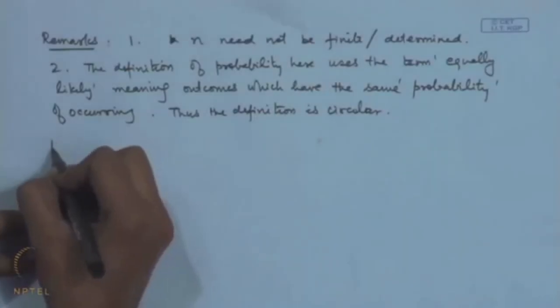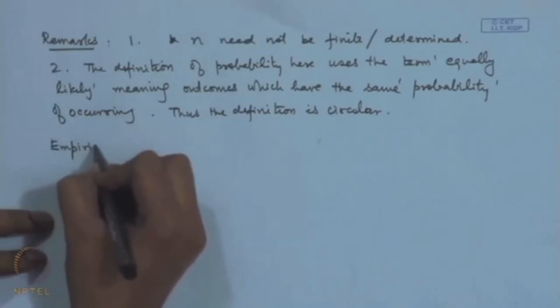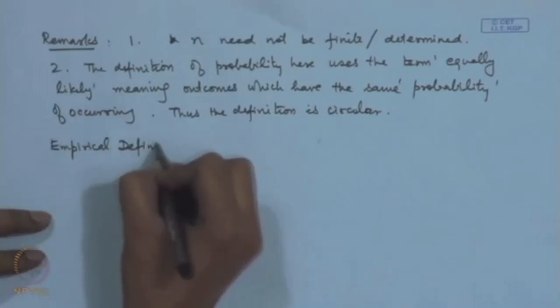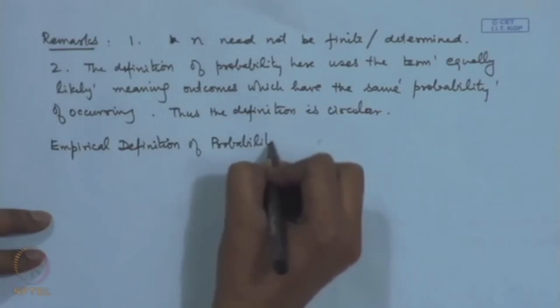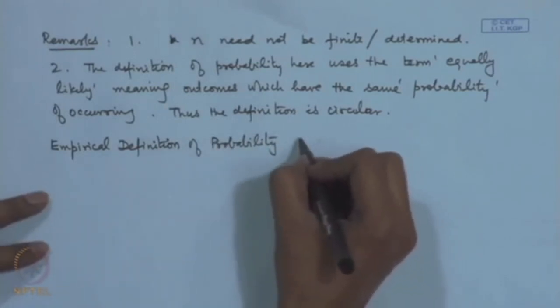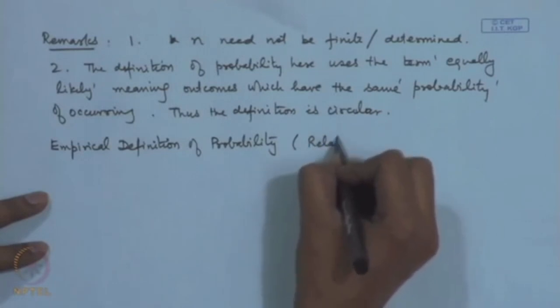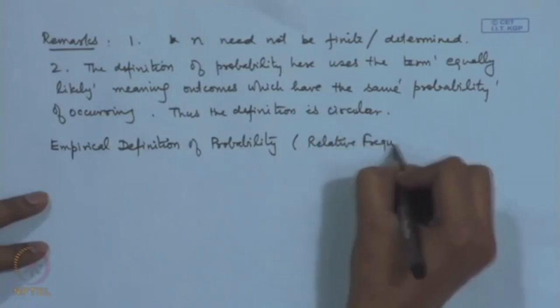As I already mentioned, the subject probability itself is of interest because of the feature of statistical regularity or long term prediction. Therefore, another definition, which is a more statistical definition, is based on the empirical observations. So, we give the empirical definition of probability. This is also called relative frequency definition.